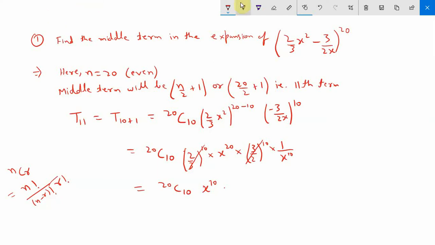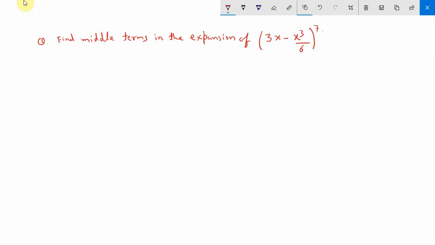Now we will take another problem when n is odd. Find the middle terms in the expansion of (3x minus x cubed by 6) to the power 7.